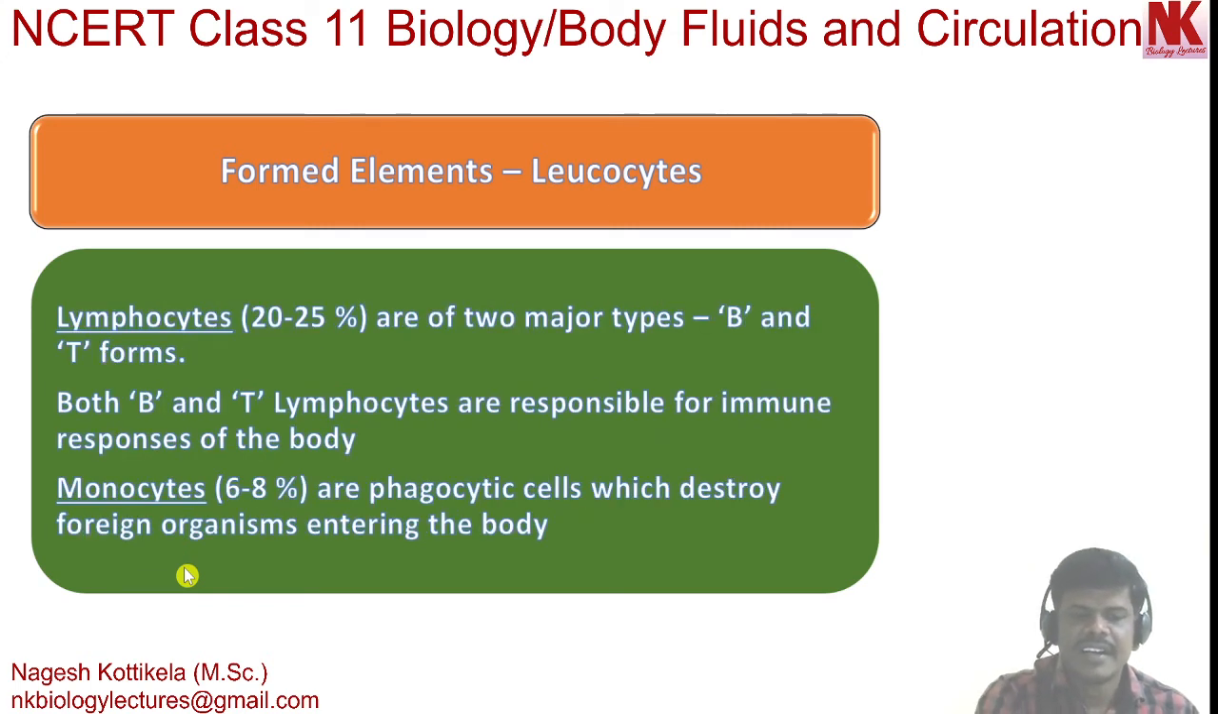After this, the other type of leukocytes, lymphocytes. 20 to 25% of leukocytes are lymphocytes. They are of two major types, B lymphocytes and T lymphocytes. B for bone marrow and T for thymus. Both are responsible for immune responses of the body.